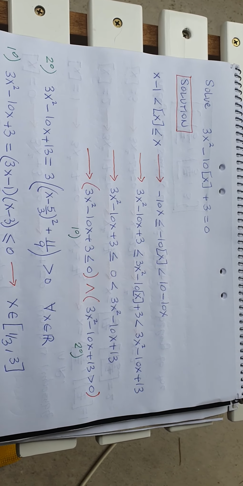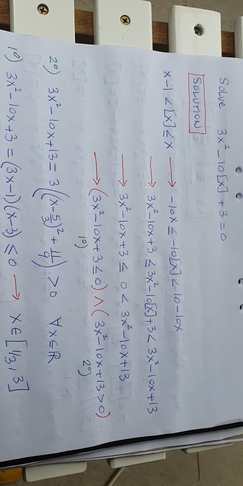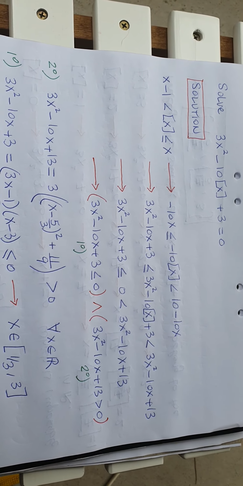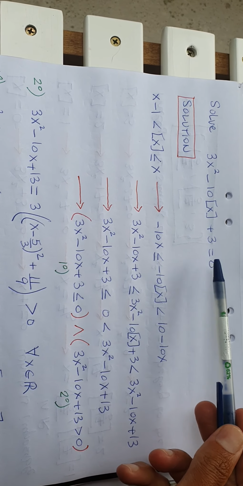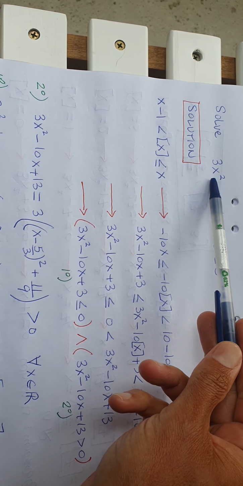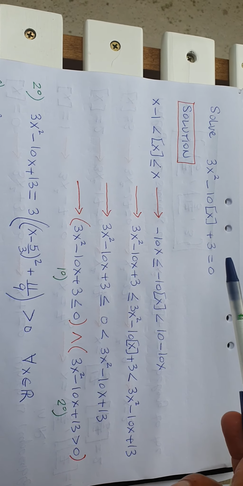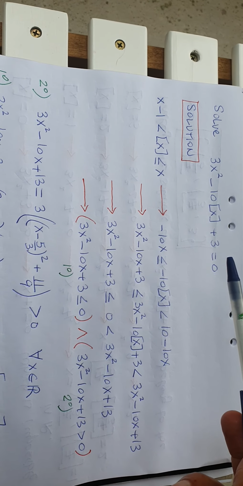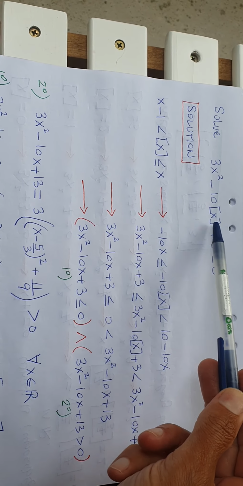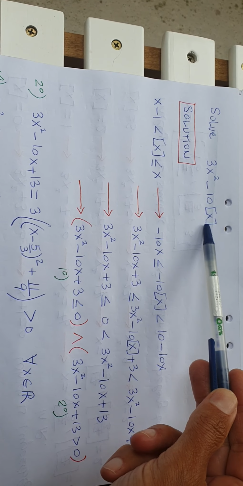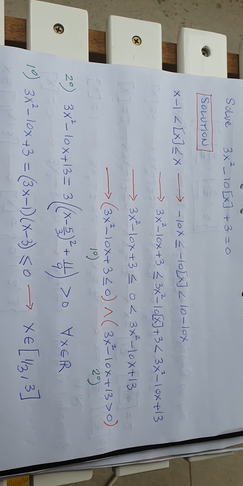We will continue solving equations involving the integer part of x, or the floor function of x. So, we want to solve now the following equation. As you can see, we have x to the power 2, so it looks like an equation of the second degree in x, but the problem is we have this integer part of x. This is the thing that is making it much more difficult than it looks.